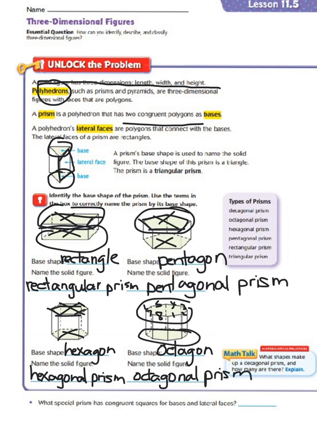So what special prism has congruent squares for bases and lateral faces? So that means on all sides it's all going to be congruent. And that would be a cube.